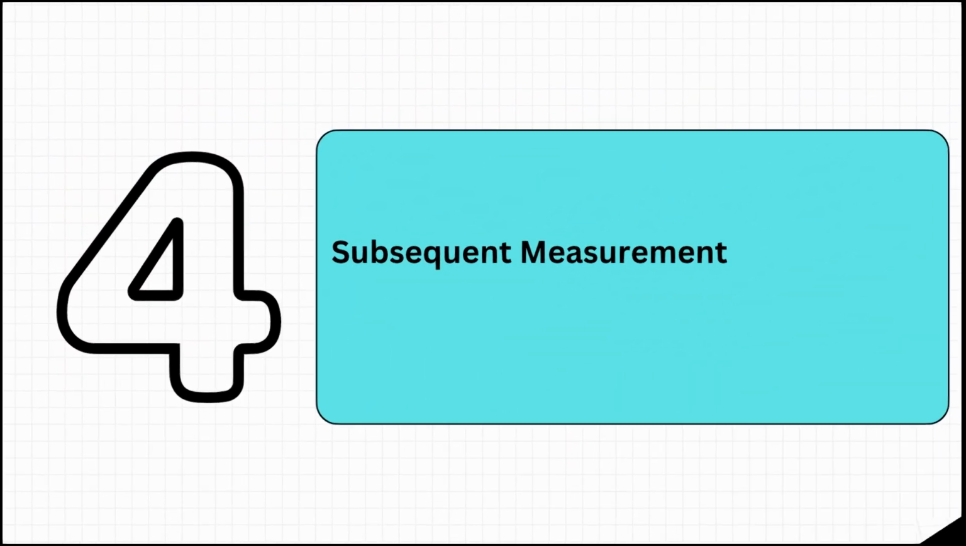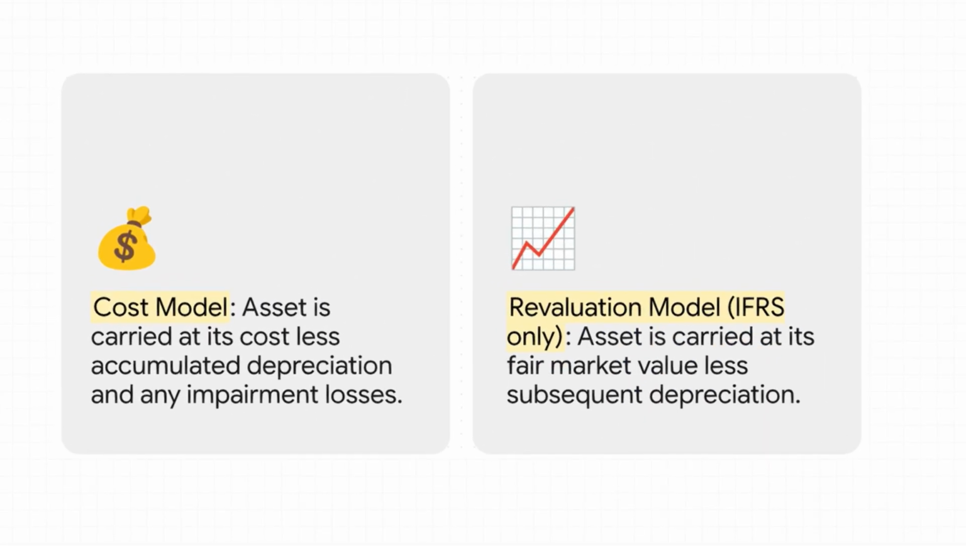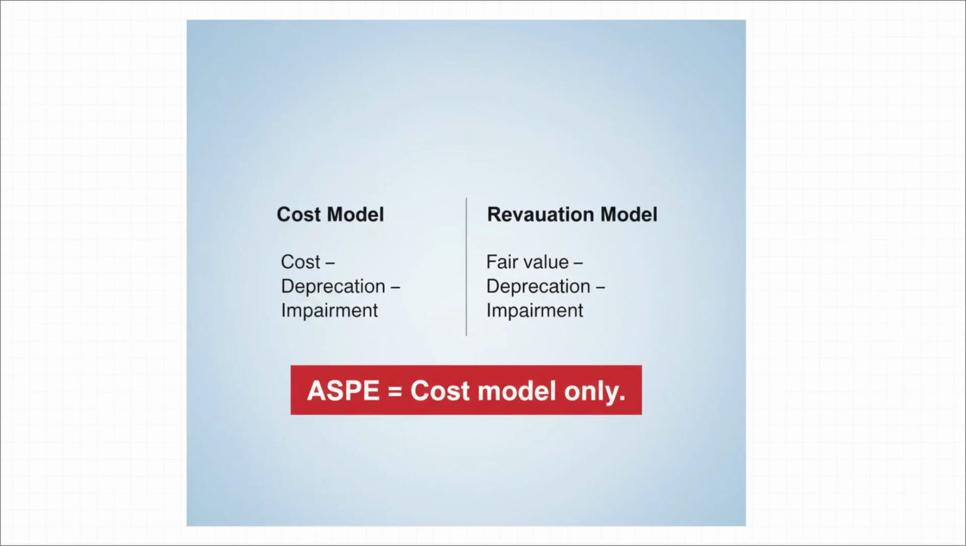Now that we've got cost figured out, let's talk about what happens after recognition, the ongoing measurement of PPE. After recognition, IFRS offers two models. Cost model: keep PPE at cost less depreciation and impairment. Revaluation model: remeasure at fair value, less depreciation and impairment. ASPE sticks with the cost model only.